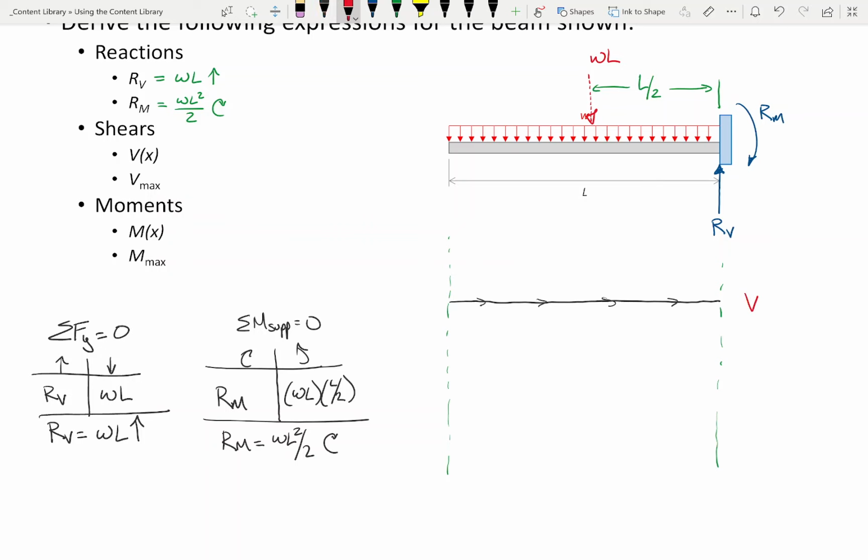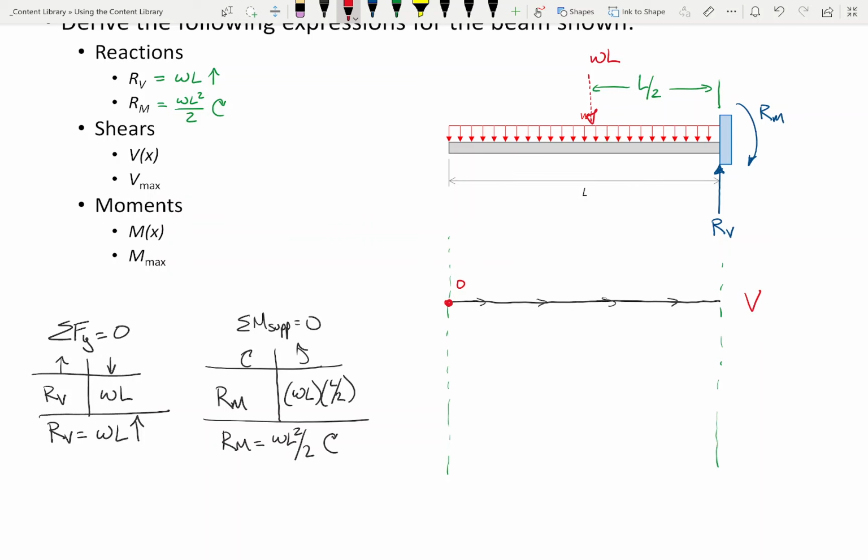Okay. Let's draw the shear diagram. And notice I'm not putting any units here because this is all symbolic. I'm not really thinking about units. Okay? So I start at 0. Tell me what to do. What do I do? I start at 0.